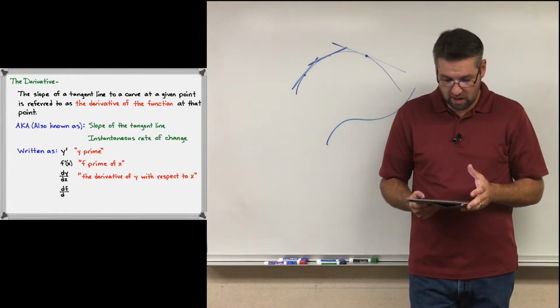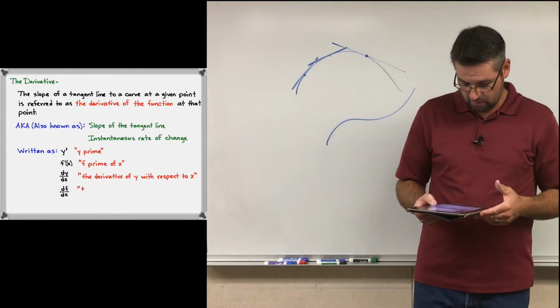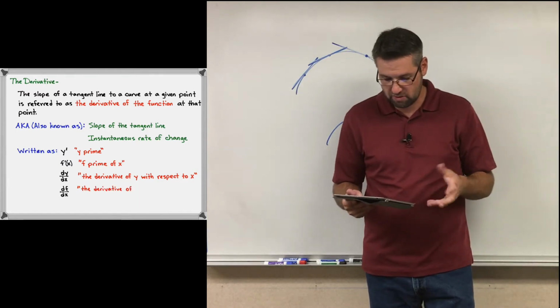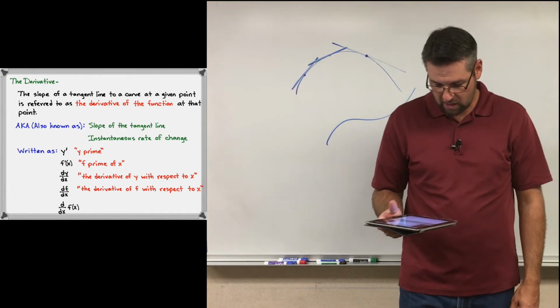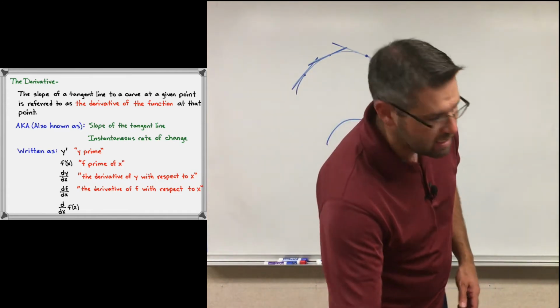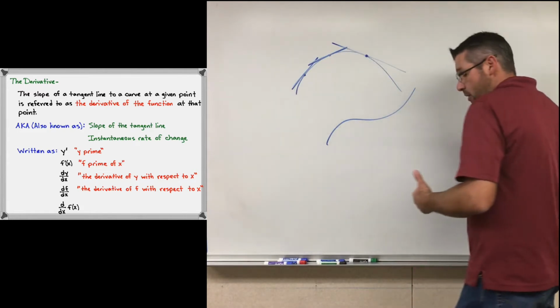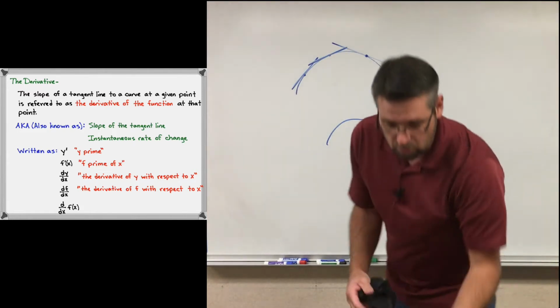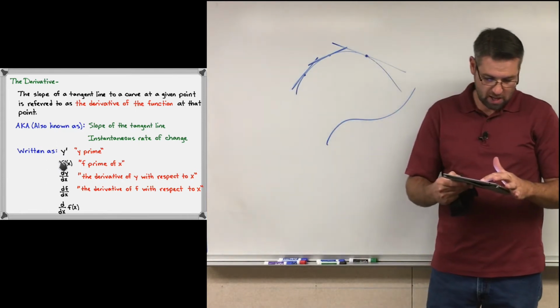All right, another way of writing it is df dx. The derivative of the function f with respect to x. The derivative of the function f with respect to x. And then another way, last way of saying it, is d dx of f of x. Now I'm going to tell you right now that when I was in high school, I really liked the first two notations, the y prime and the f prime.